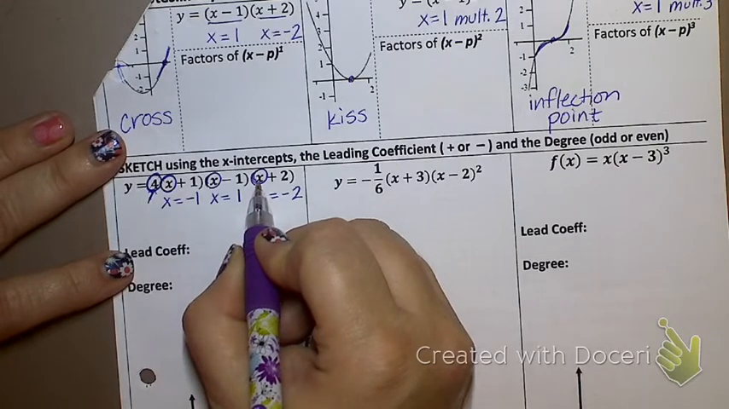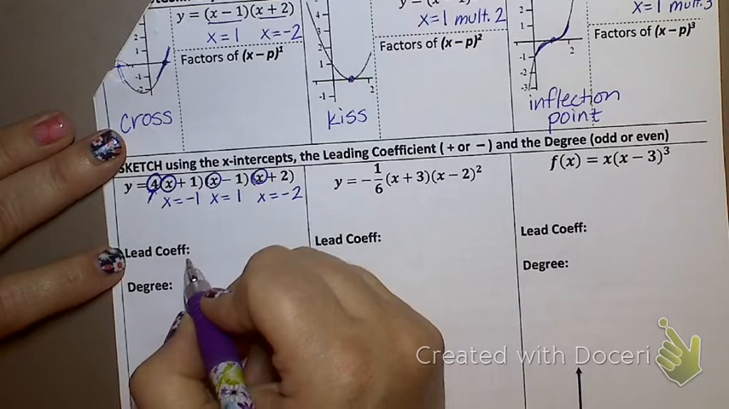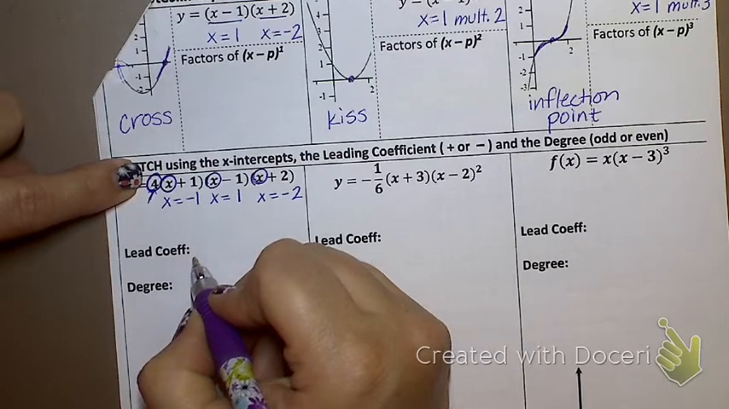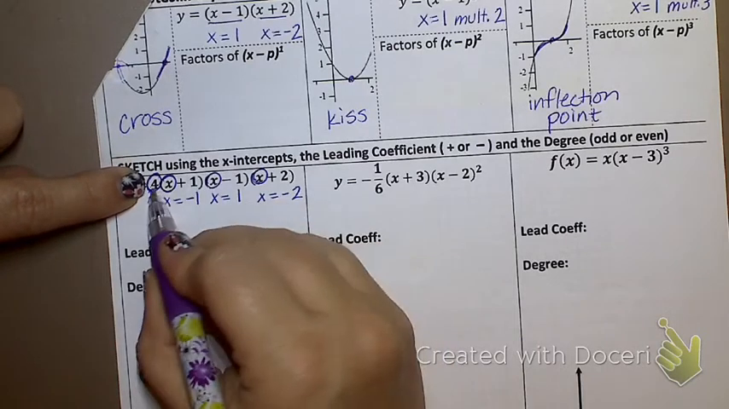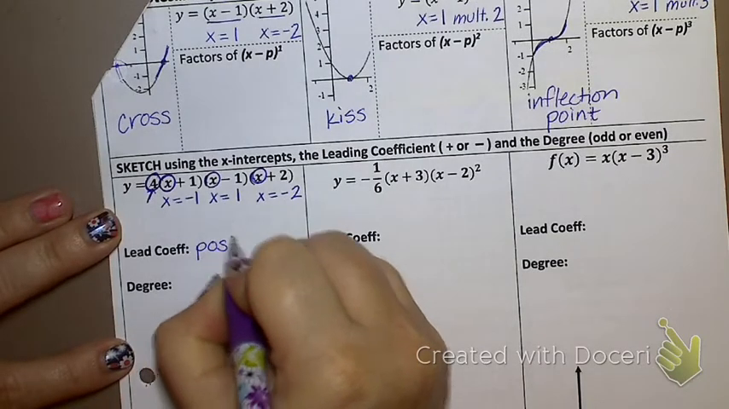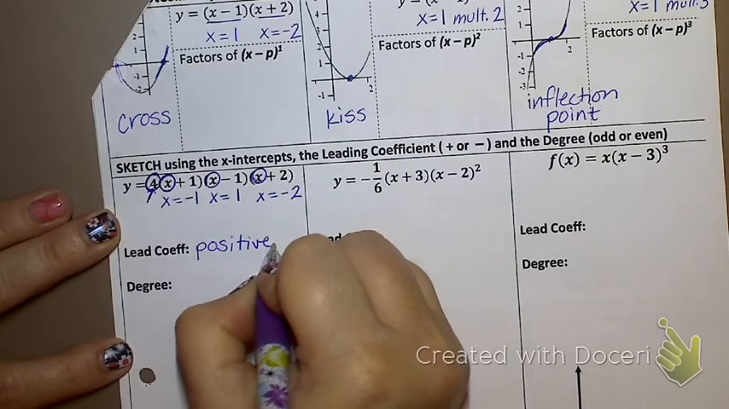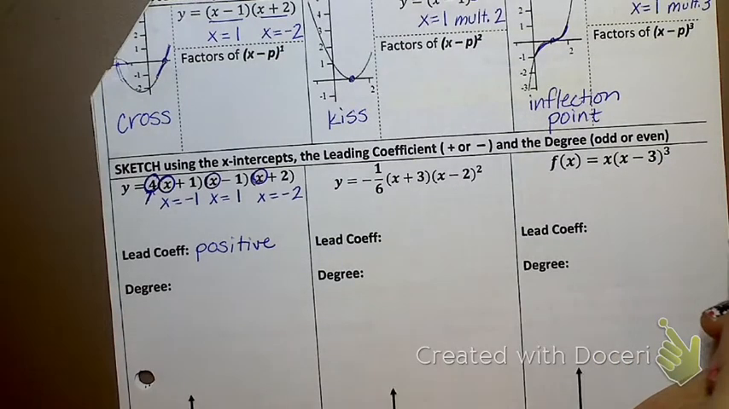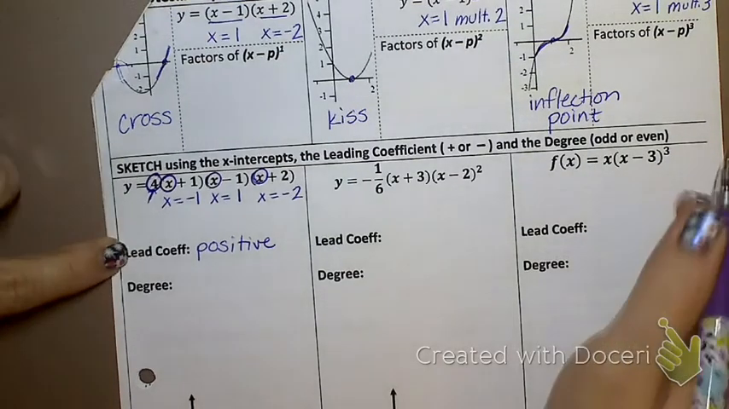That's my first term. So the leading coefficient, I'm not concerned about what the number is. I'm concerned about if it's positive or negative. Well, if my first term is 4x cubed, my leading coefficient is positive. Okay? All right, so let's take this positive right here.